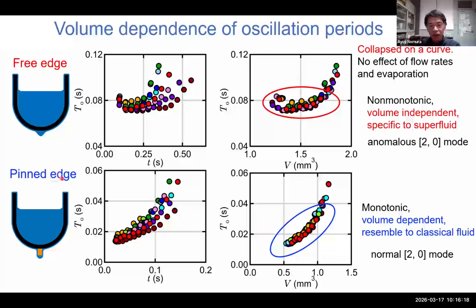But for this pinned case, the oscillation period increases monotonically as a function of the volume, so it's volume dependent. This motion resembles that of a classical fluid like water, and I call this normal 2-0.